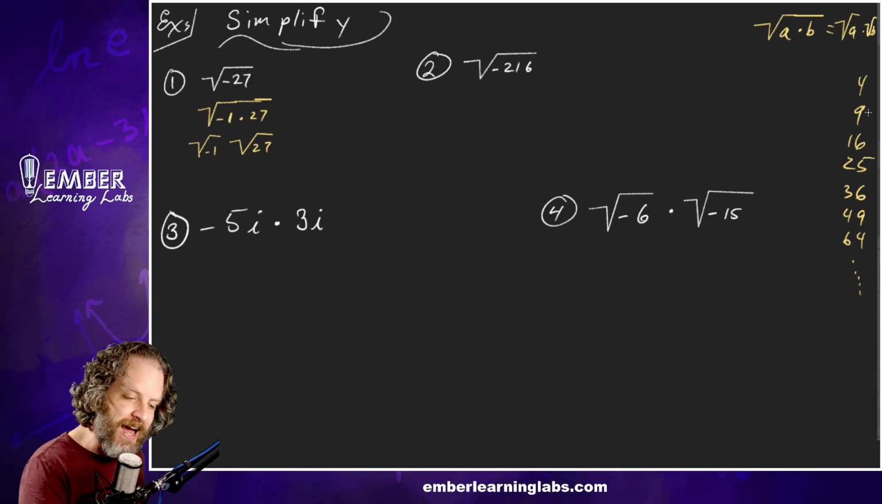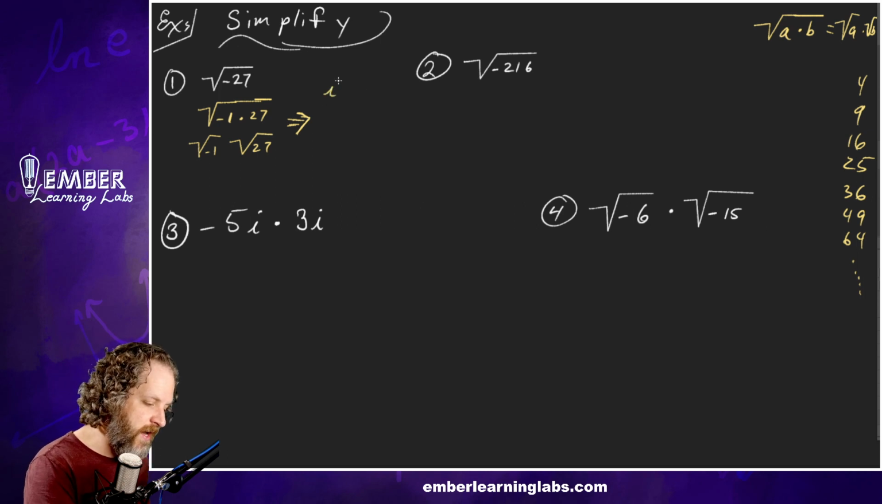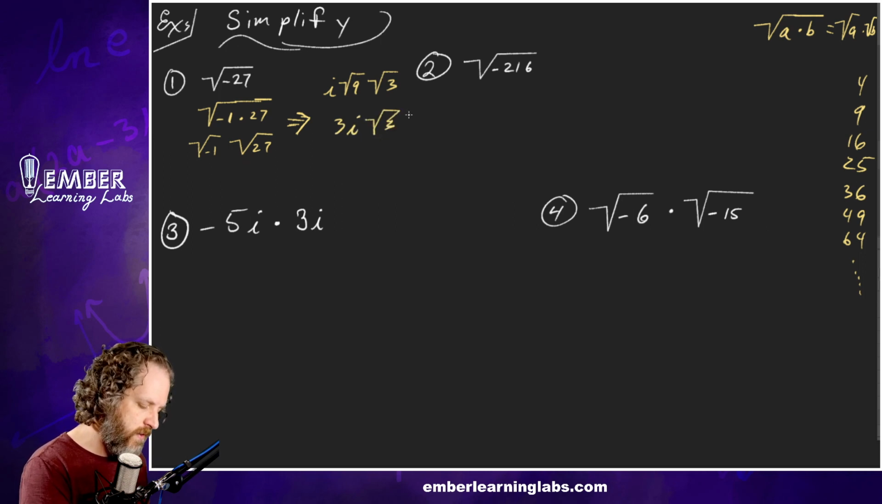Well, yes, there are, because 9 goes into 27. I'm going to go ahead and turn this square root of -1 into an i. So this would turn into i times the square root of 9 times the square root of 3, because 9 times 3 is 27 and 9 is a perfect square. The square root of 9 is, of course, 3. So this turns into 3i times the square root of 3. Wow. So that is now simplified.